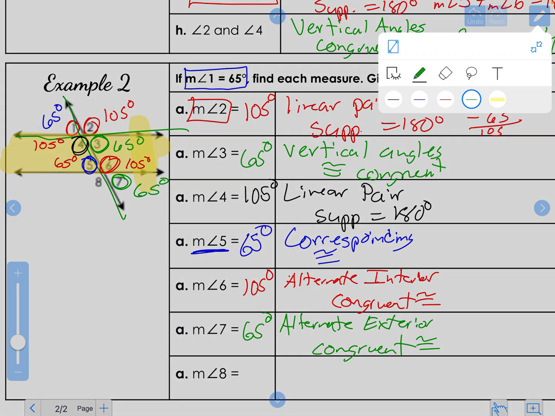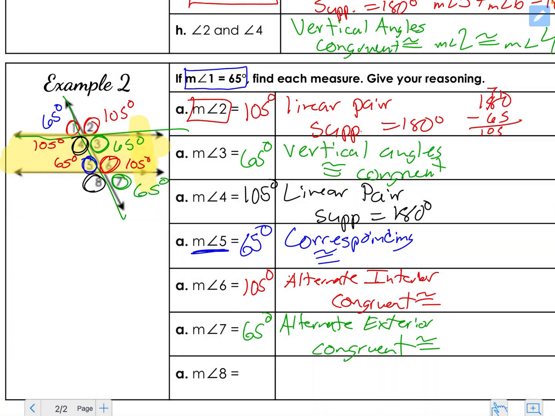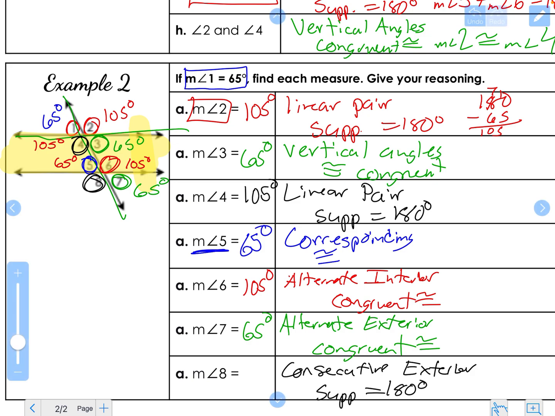And finally, we've got angle 8. Angle 1 and angle 8 are both exterior. They're both on the same side of the transversal, so they are consecutive exterior angles, which means they are supplementary, which means they add up to equal 180. If angle 1 is 65, we've already done 180 minus 65. So I know that angle 8 is 105 degrees.